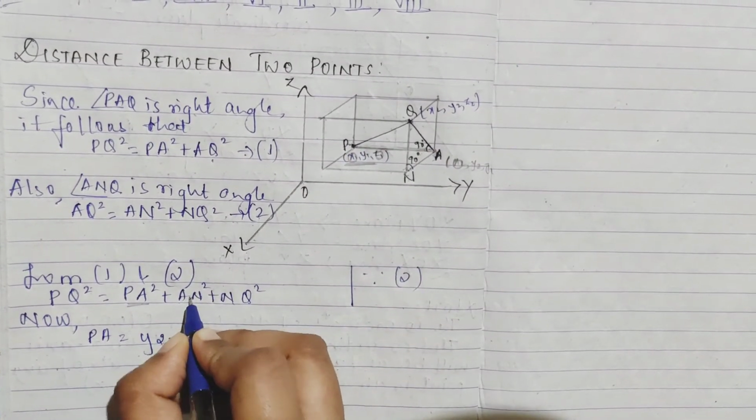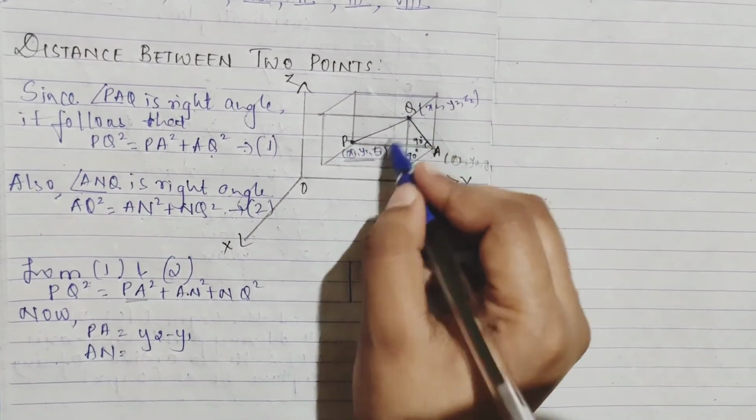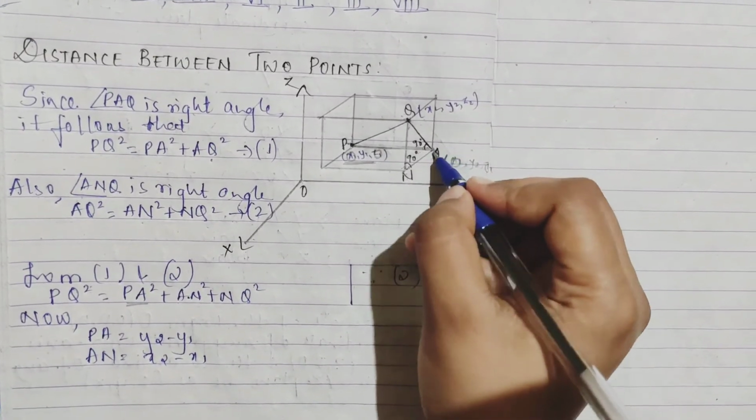Then the same with your AN. If you can see AN, it will be along the x axis line, so this will be x2 minus x1, and then comes your NQ.